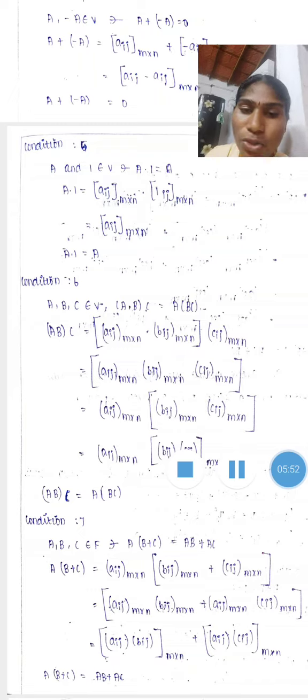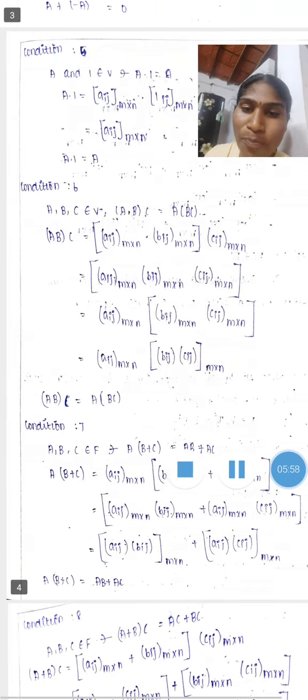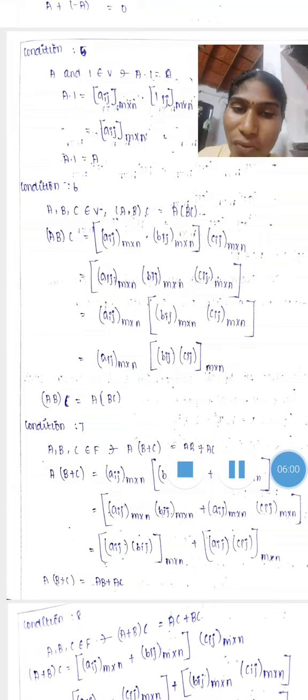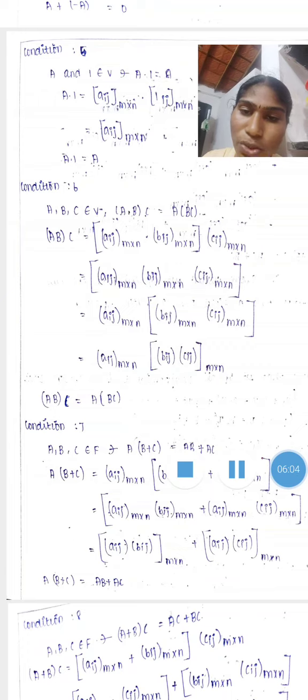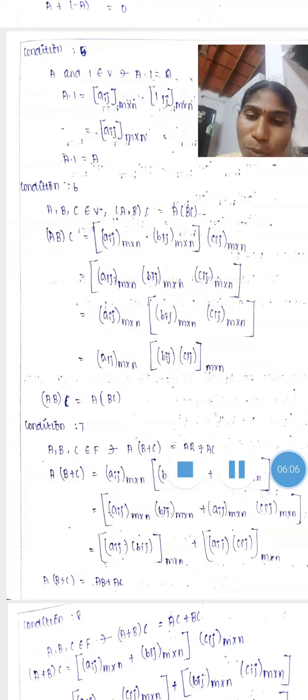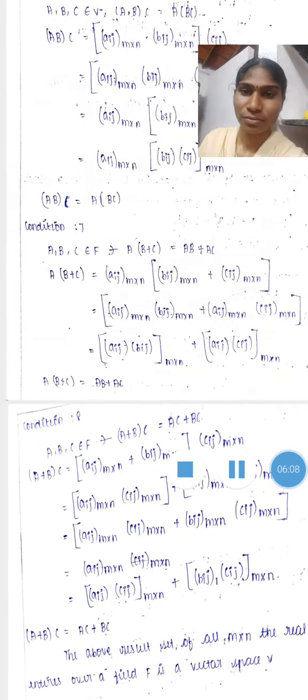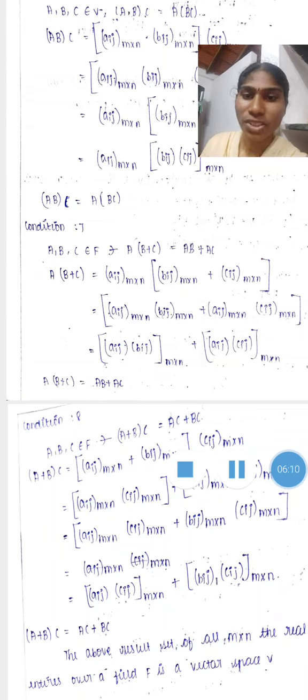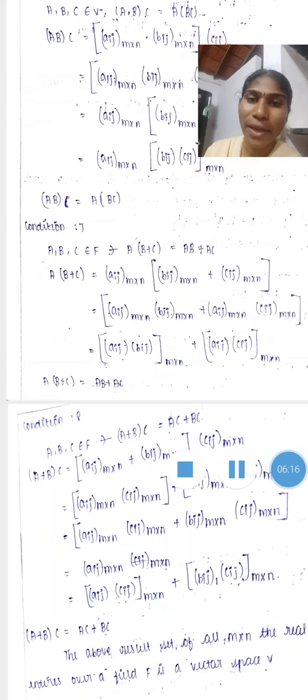So combine all those things and take outside Aij, Aj m cross n is equal to Bij and Cij. So Aij of m cross n is equal to Bij, Cij of m cross n. So A(BC) is equal to (AB)C. And the next condition we have to prove, for A, B, C belonging to F, A(B plus C) is equal to AB plus AC.